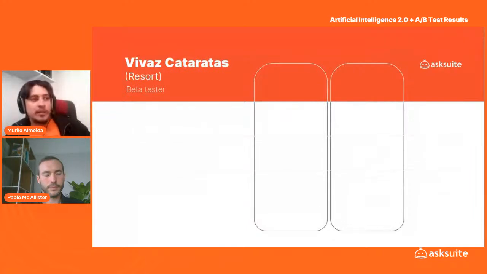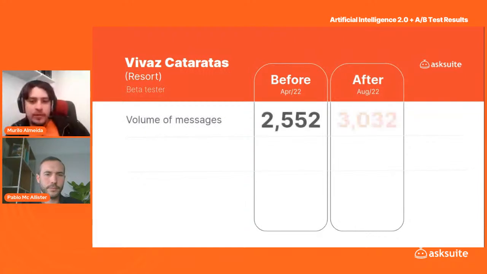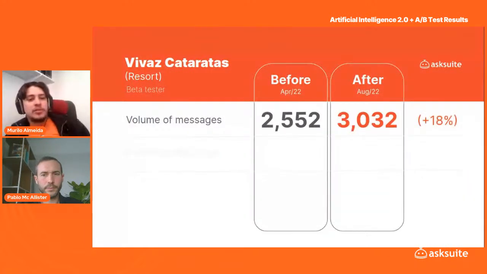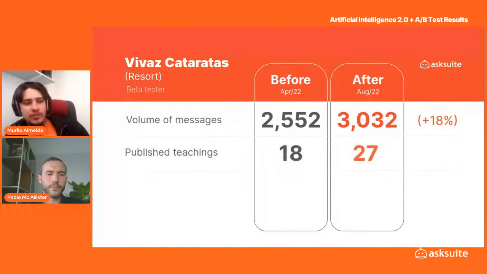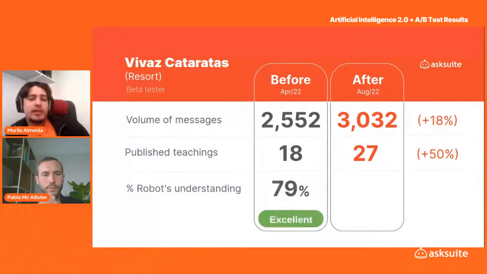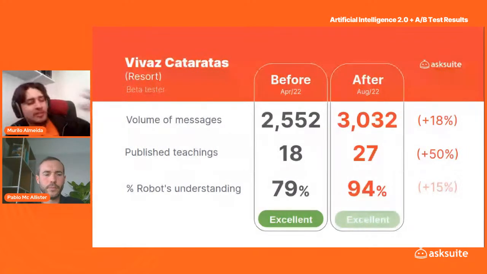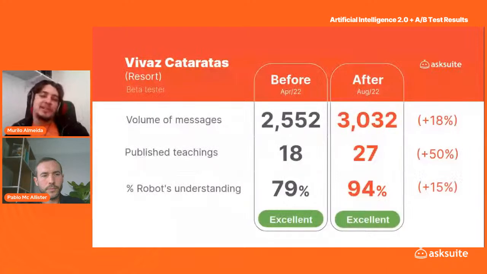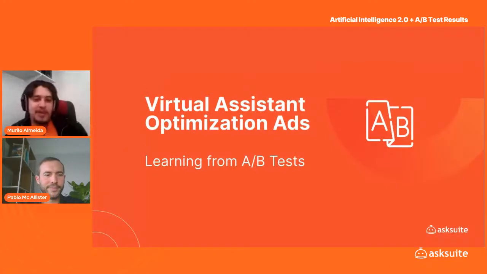Another client, so we see a completely different scenario here. We have Vivas Cataratas, which is a resort from Brazil as well. Also tested in the same period, and we're talking about a similar volume of messages. They had a little bit more in the later period, but it's still comparable. It started with 18 published teachings and ended with 27, which is not as huge a difference as previously. But it's worth noticing that this customer already had a 79% understanding rate, which is already very good. And using the new feature, it went up to 94%, which is even beyond the 92% I told you was the realistic objective. So you can really do a lot of things with this, a lot of potential to improve in many different ways.